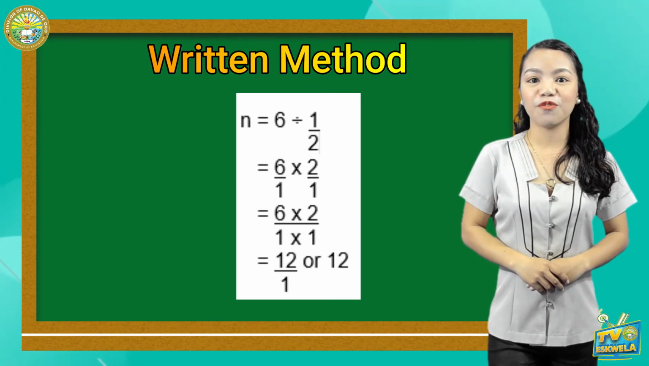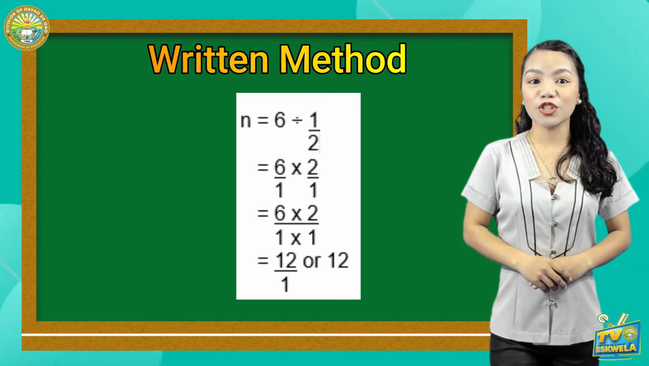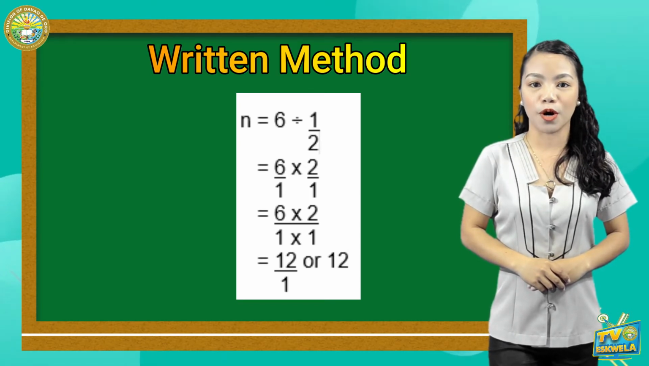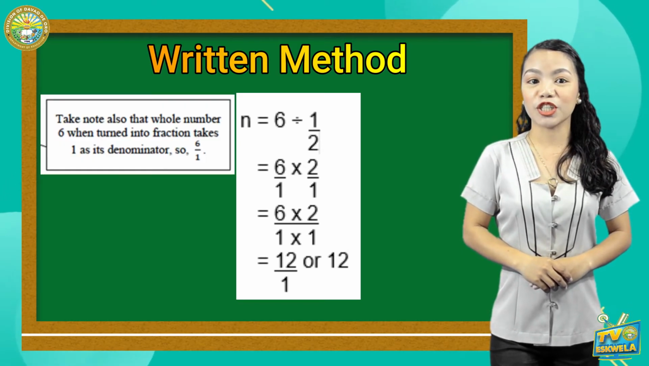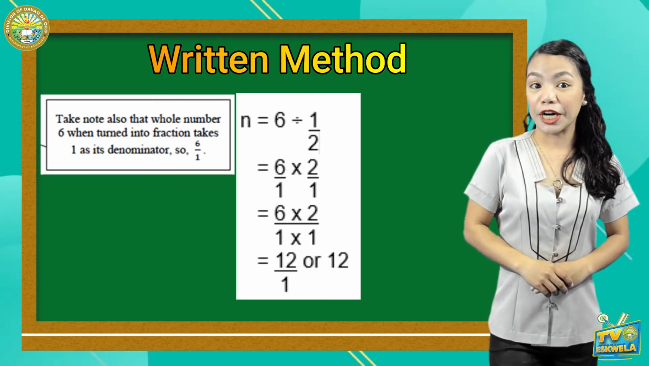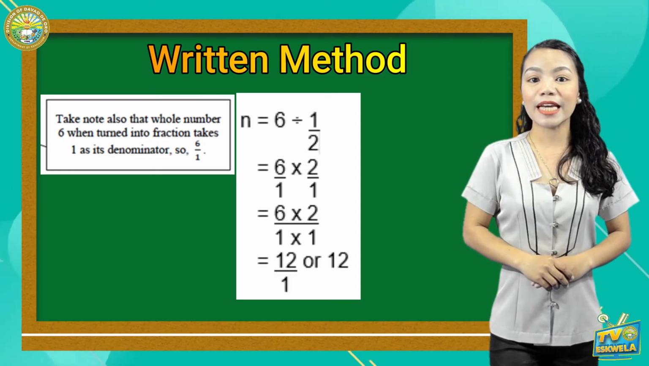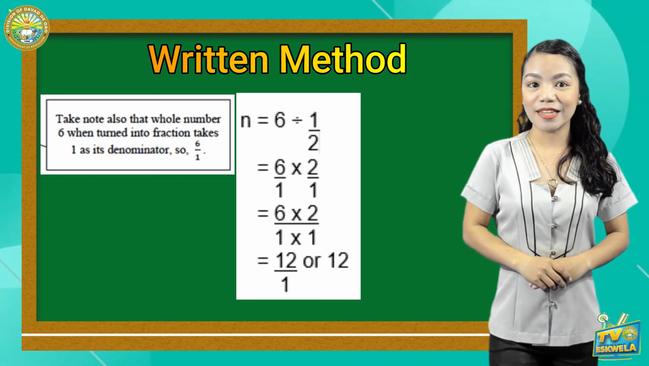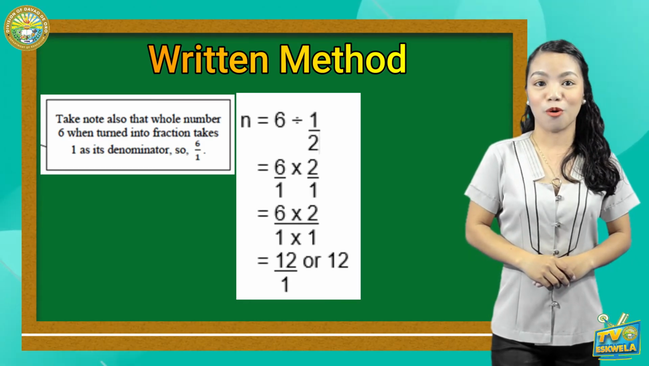When we divide fractions, we shall change our whole number into its fraction form. We shall take note that whole number 6, when turned into fraction, takes 1 as its denominator, making 6 equal to 6/1.